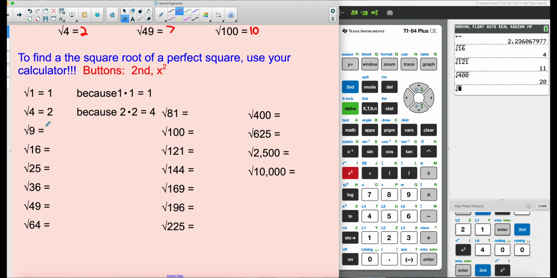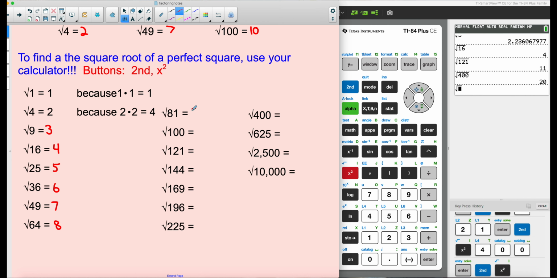So, the square root of 9 is 3. The square root of 16 is 4. The square root of 25 is 5. And once again, why is that? Because 5 times 5 gives you 25. Once again, I have these all going in order so it can help you memorize them. The square root of 36 is 6. The square root of 49 we said before was 7. The square root of 64 is 8. Once again, why is that? Because 8 times 8 gives you 64.